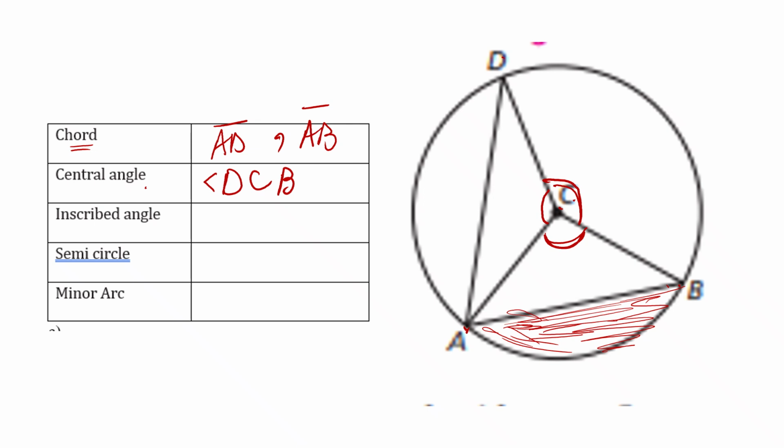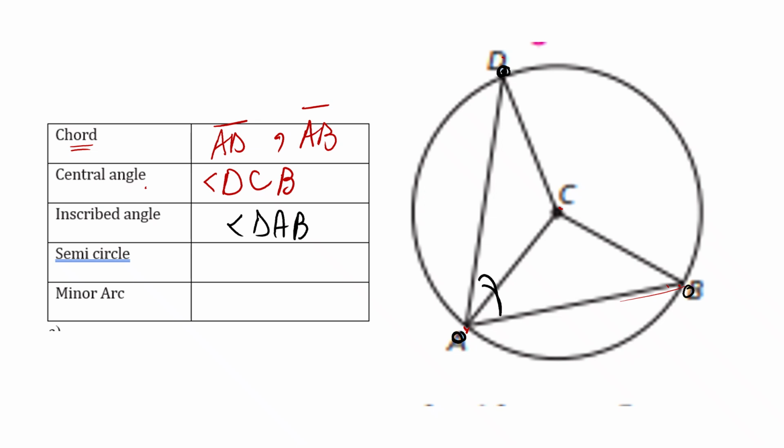And what is the inscribed angle? Inscribed angle means that the vertex is not at the center. So for the inscribed angle we can say DAB. Okay, so angle DAB is the inscribed angle.